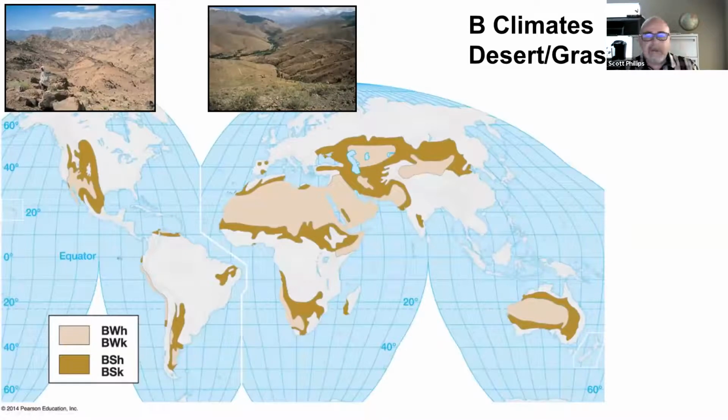This is from my physical geography class showing the distribution of these B dry climates, the lighter color being deserts, the darker color being more grasslands. And you can see from the Arabian Peninsula through North Africa, it is clearly dominated by these climates, but not completely. It's not completely dominated. There are exceptions.